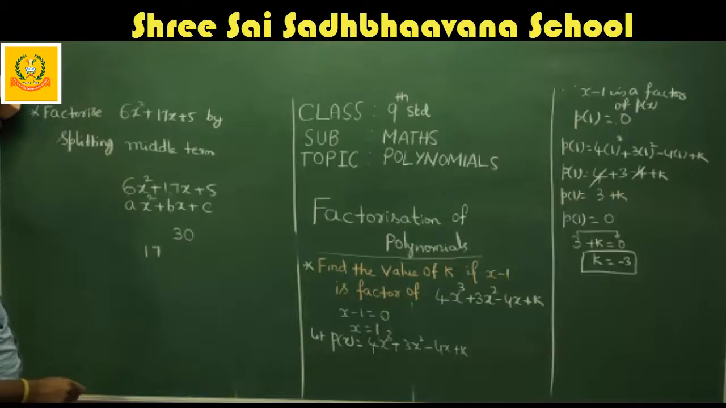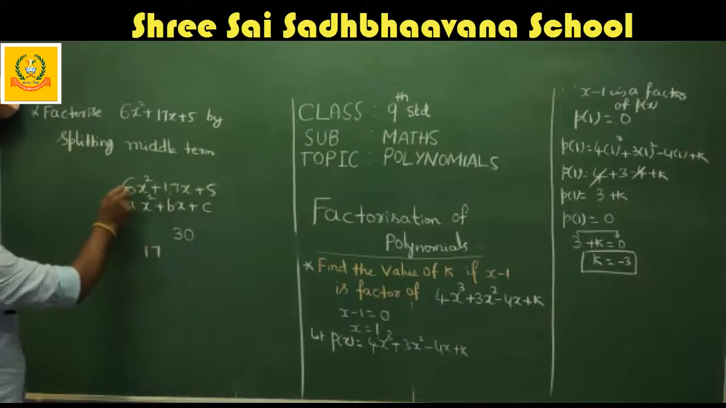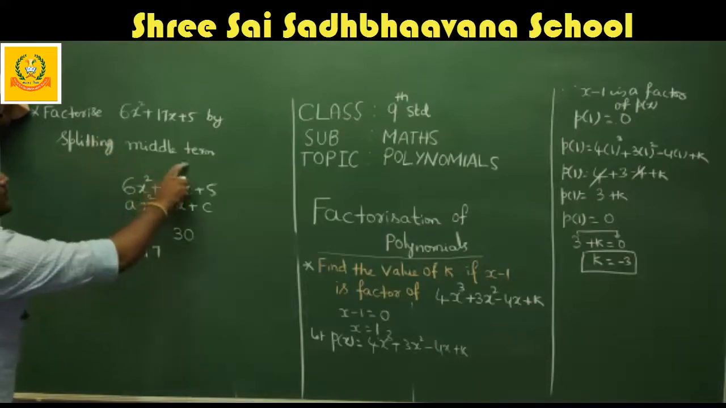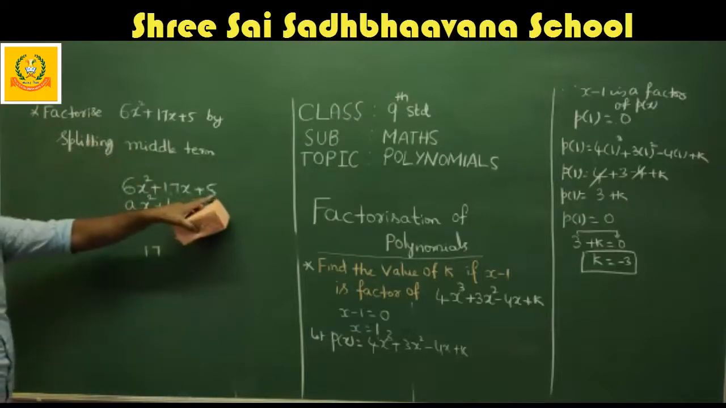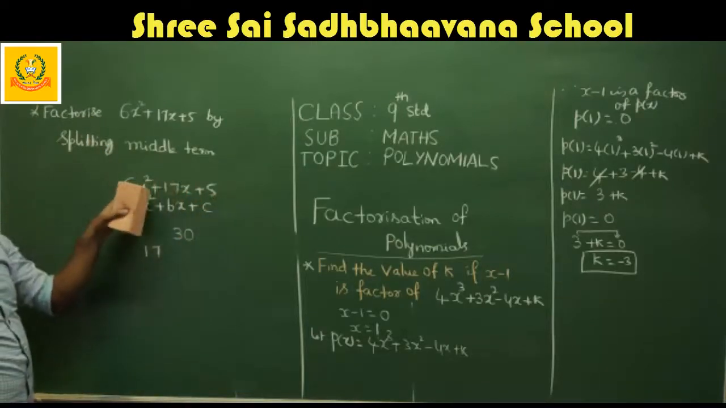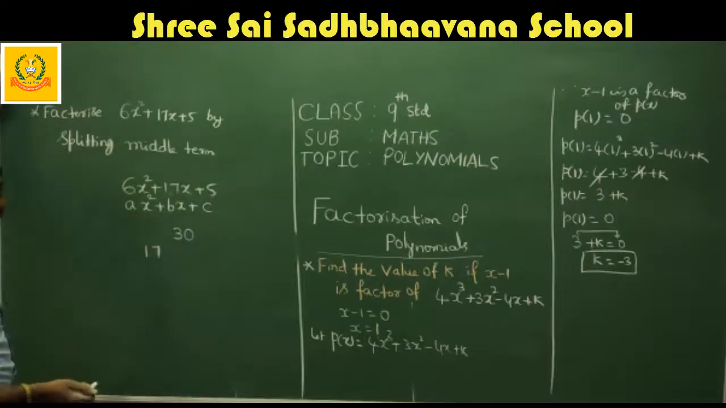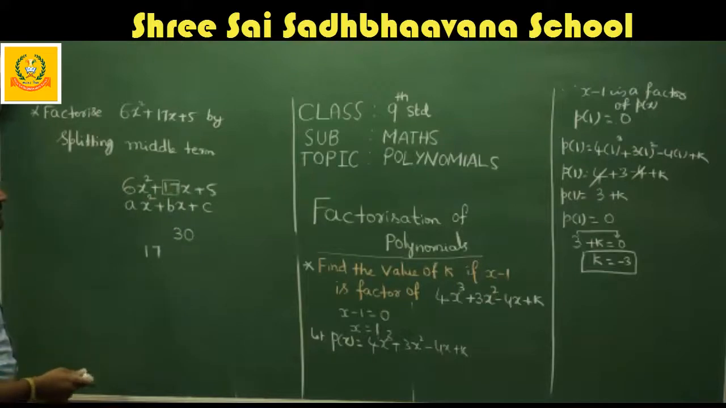17. Okay, I'll explain once again. The constant term is 5, and the x square coefficient is 6. This will always be the same for all the problems of the splitting middle term type. So you multiply the constant with the x square coefficient, which is 5 into 6. What did we get? 30. And the middle term, the coefficient of x, is 17.